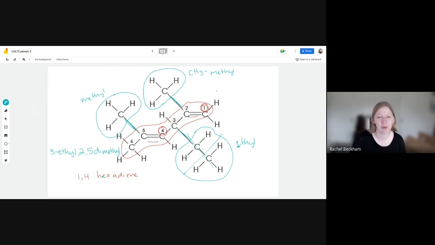And then 1,4-hexadiene. So this is a big name here. Okay, so that just gets all smushed together: 3-ethyl-2,5-dimethyl-1,4-hexadiene. You should feel so smart. You should give yourself a pat on the back.